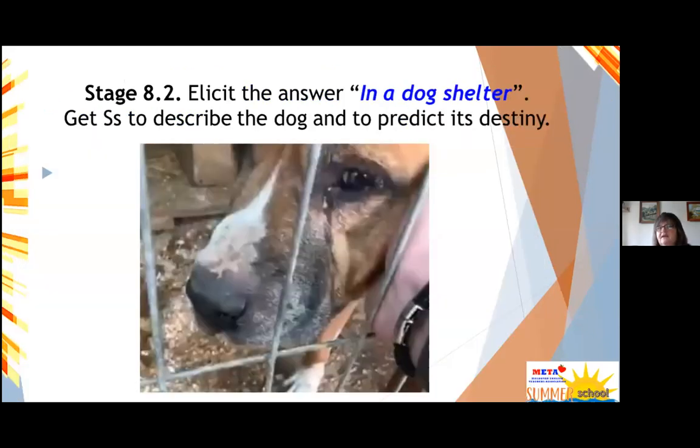So you will elicit from your students in a dog shelter. We did it. Now, I would like you to describe the dog, what you see in this picture, and try to predict its destiny, the dog's future. So, who will volunteer, please? I know it's not so easy, however.